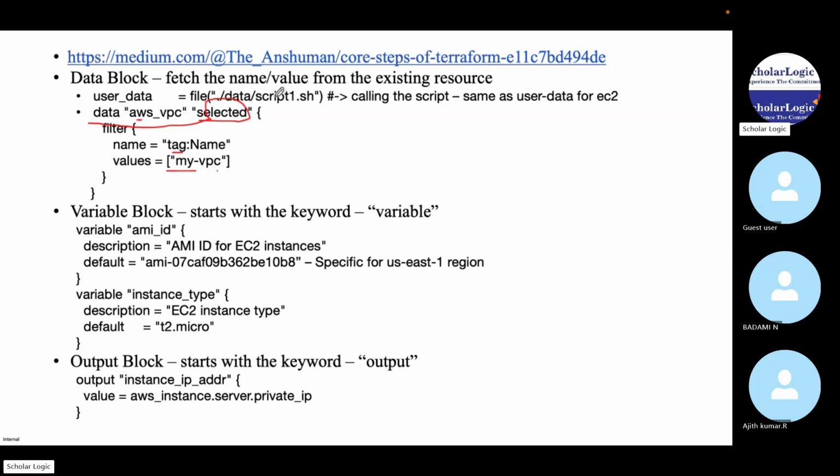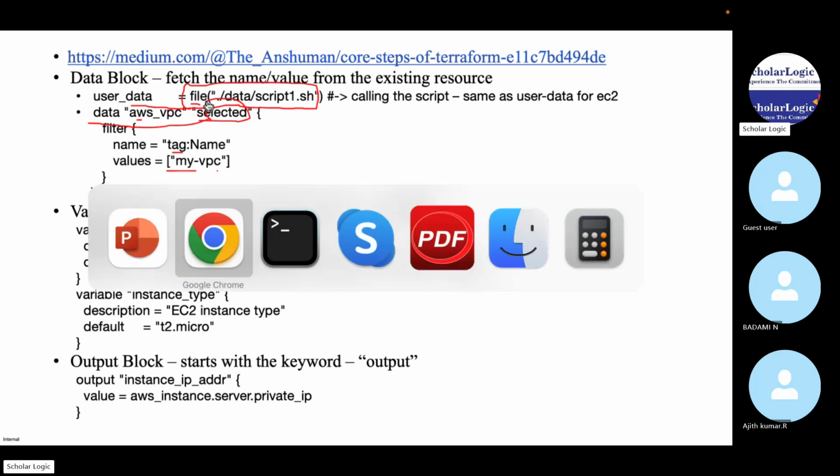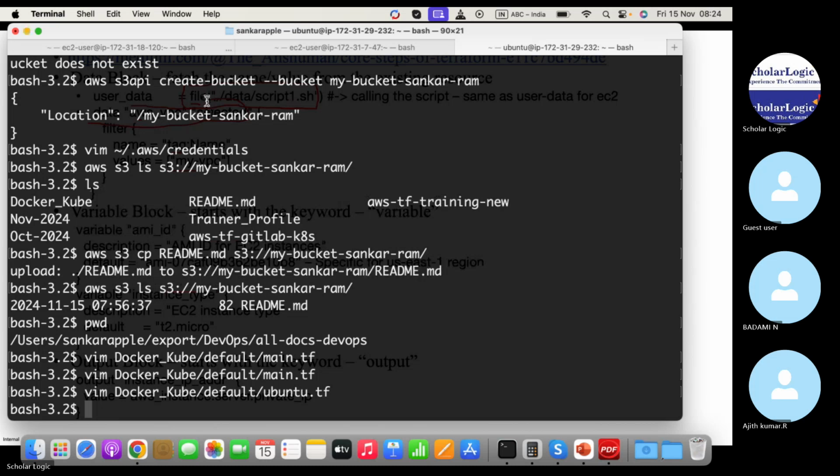Based on the tag, like my VPC, we are getting the VPC ID from the AWS cloud. User data is used to write a script and put that script as an input, so that when the instance is created, it will automatically configure the system for you as per your script. That is the purpose of using user data. You can write it as a shell script, put it in the particular path and use the file keyword. So I'll show you quickly how it looks like.